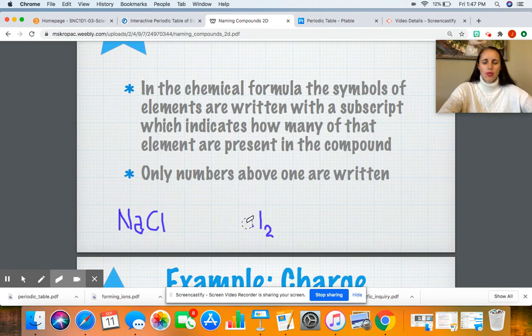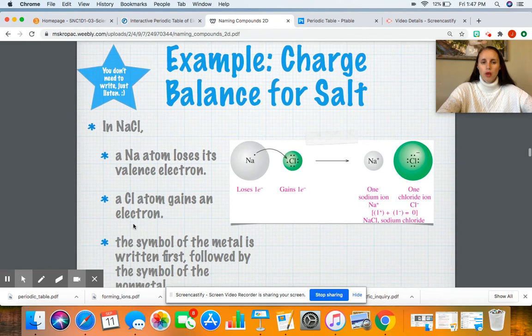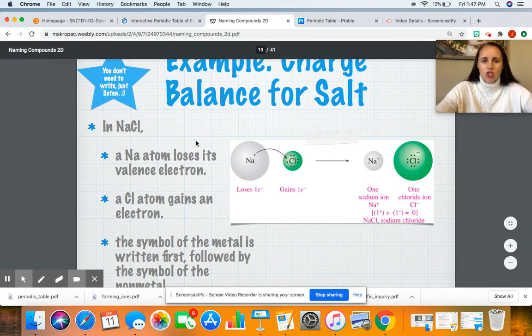So the chemical formulas that we're going to be writing are going to consist of letters, and they're also going to consist of numbers telling us how many atoms we have. Again, we're not going to include this in our notes. We're just going to talk here, and we're going to show you how to figure out how many ions you want to have, or what numbers you need, and we're going to use this idea of charge balance.